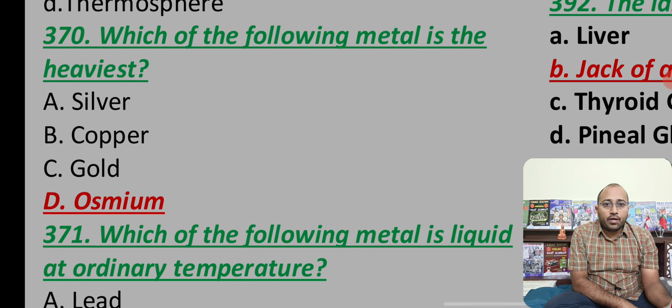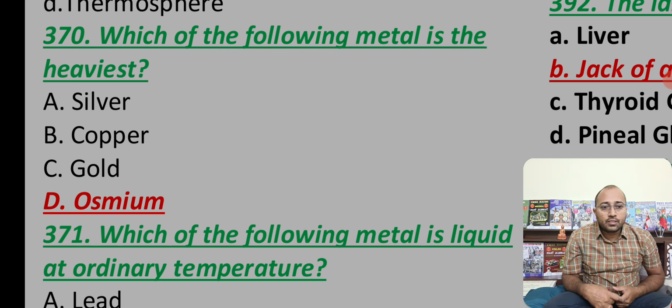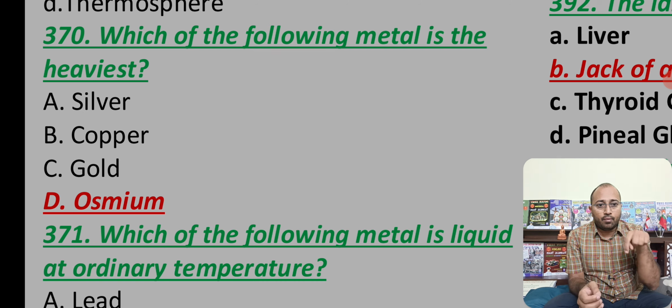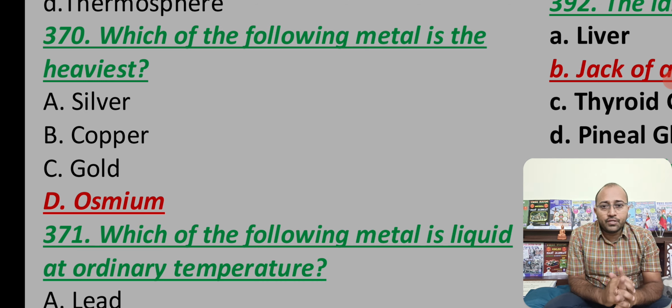Which of the following metals is the heaviest? As I had told, we used the ink pen before. In that ink pen, there is a metal. To write, there is a nib ahead. That nib itself, half of the weight of the whole pen will be that nib only. That nib is osmium. That is the heaviest metal, guys.